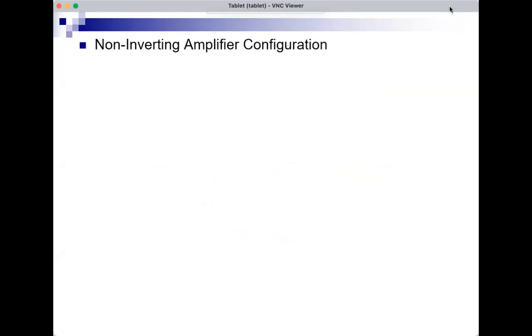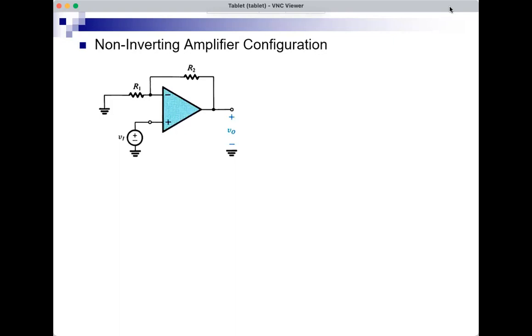Another popular amplifier configuration that you may have seen is the non-inverting op amp amplifier configuration. Here, the input is directly applied to the non-inverting input, and the output is, of course, at the op amp output. And I also have 2 resistors, R1 and R2. Their common terminal is connected to the inverting input of the op amp. R1 is between the inverting input and ground. R2 is between the inverting input and the output.